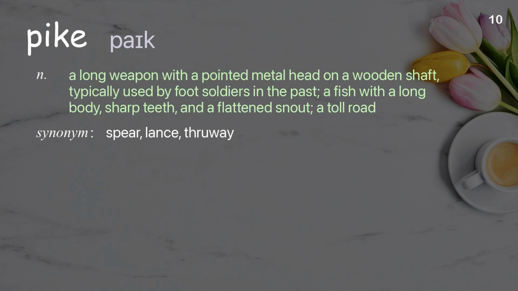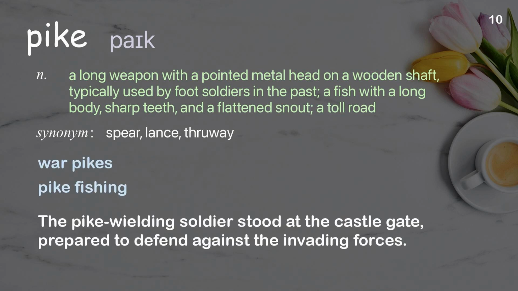Pike. A long weapon with a pointed metal head on a wooden shaft, typically used by foot soldiers in the past. A fish with a long body, sharp teeth, and a flattened snout. A toll road. Examples: War pikes. Pike fishing. The pike-wielding soldier stood at the castle gate, prepared to defend against the invading forces.